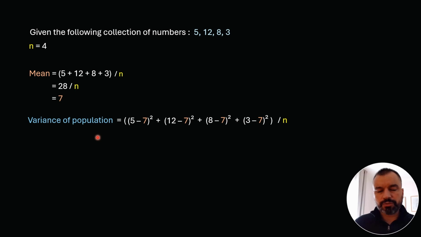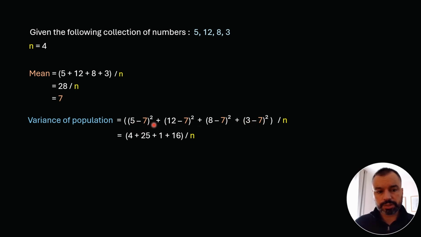But there's another variance, a variance of a sample, and instead of dividing by n, when we calculate the variance of a sample, we divide by n minus 1, and I'll explain this later in a future video. So let's get back to the variance of the population.